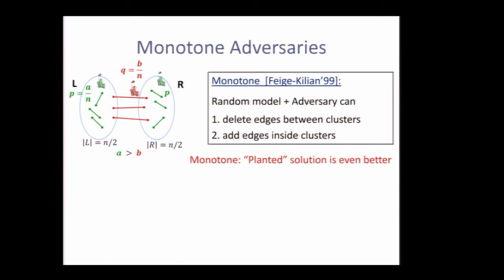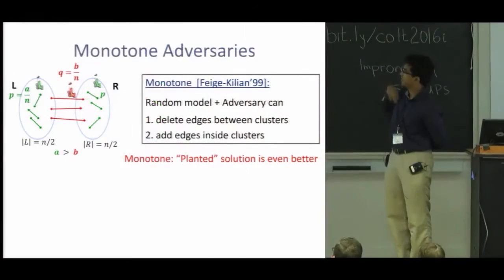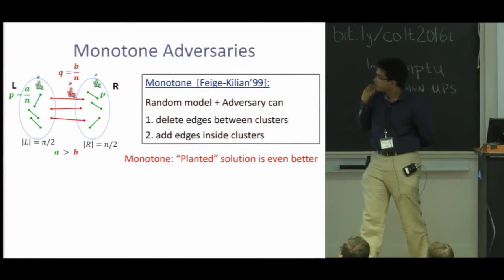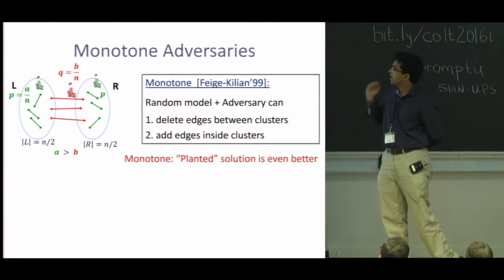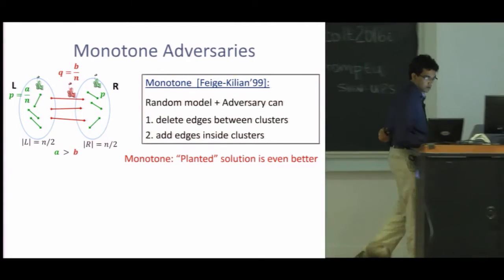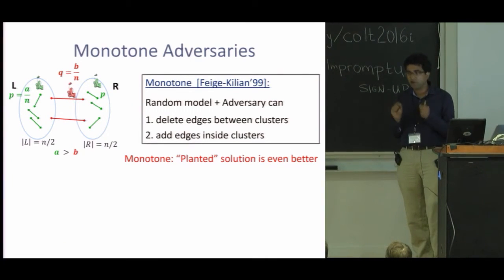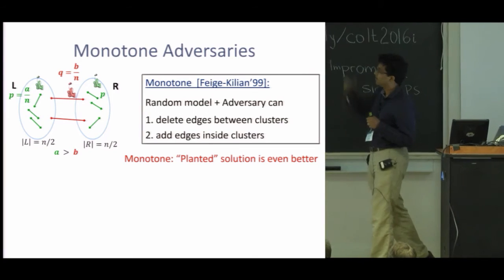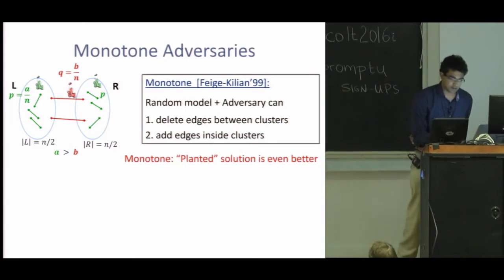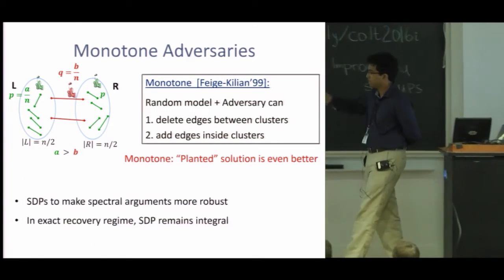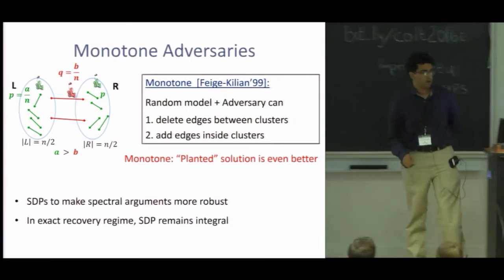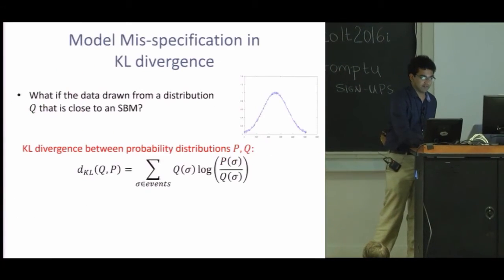The second kind of adversary we'll be looking at are monotone adversaries, where the only changes the adversary is allowed to make are either adding edges inside clusters or deleting edges between clusters. Intuitively, this should only help your case, but spectral algorithms are very tailor-made for the stochastic block model, and they fail with these kinds of monotone adversaries. Semi-definite programs typically make these kinds of arguments robust. Okay, so this is another kind of adversary we'll look at.